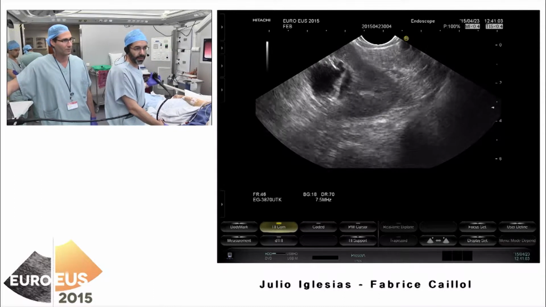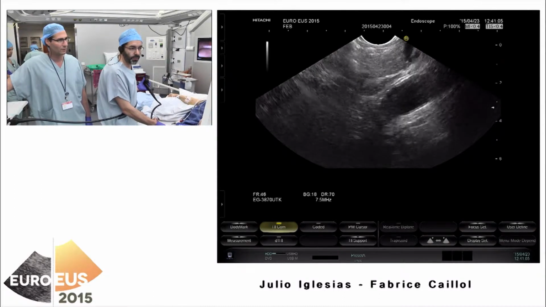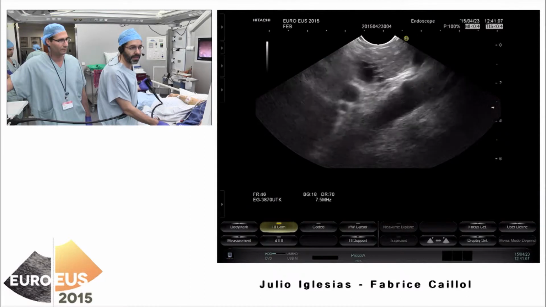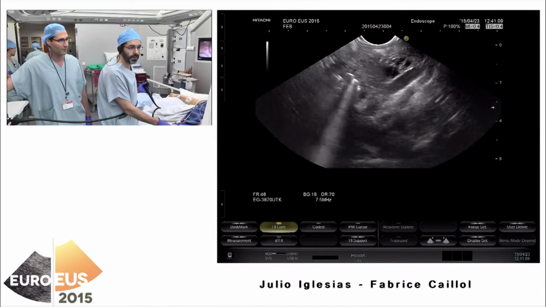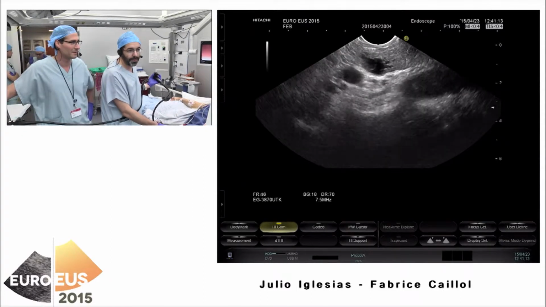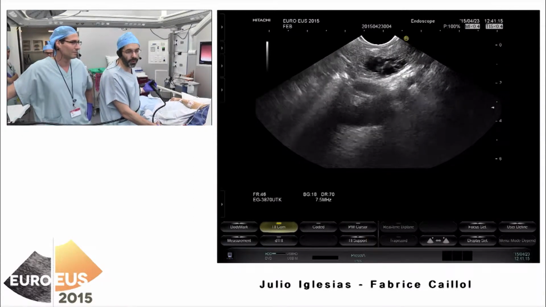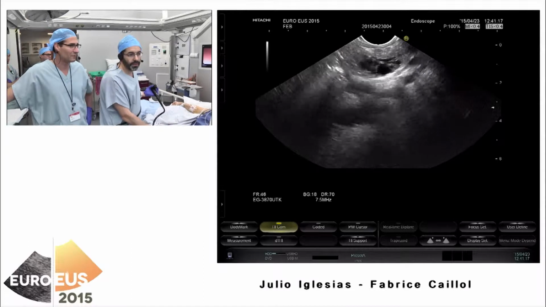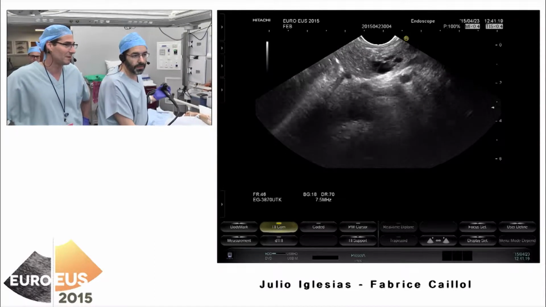So now we're in the left kidney, so we have the pancreas at the top of the images, and here we have the lesion. So this is for sure not a pseudocyst, because it's not the typical appearance. It's more the appearance of a pseudocyst maybe, or yeah, IPMN. Or IPMN.